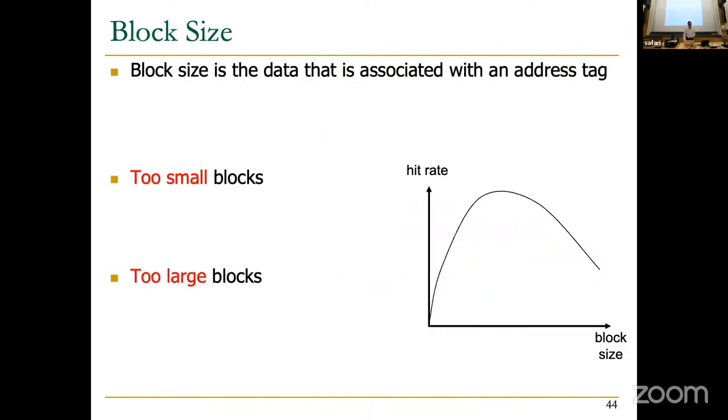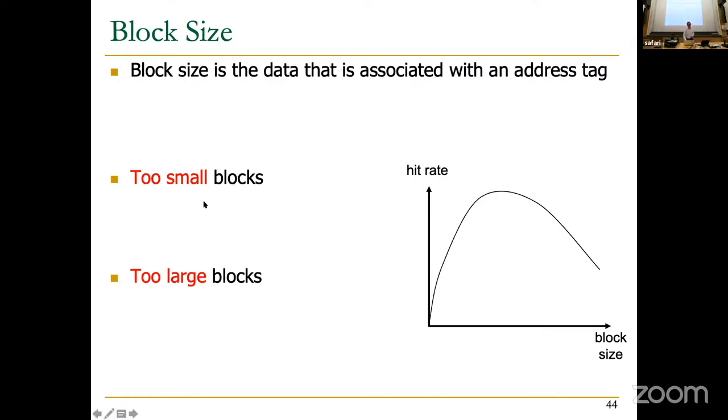Okay, so let's talk about block size. We talked about associativity earlier. I'm going to talk about the slide again, but I'm not going to go into that in detail. But block size is also important. Block size is the data that's associated with an address tag, as we know. Now, this is the curve that you get as you increase the block size, assuming you keep the size of the cache constant, because you have to keep something constant, right?